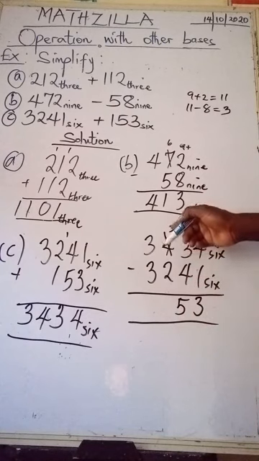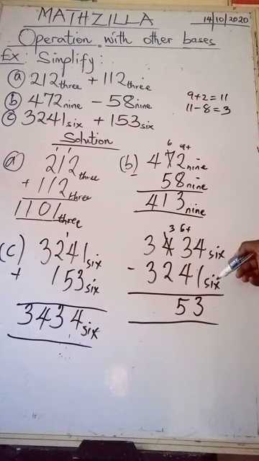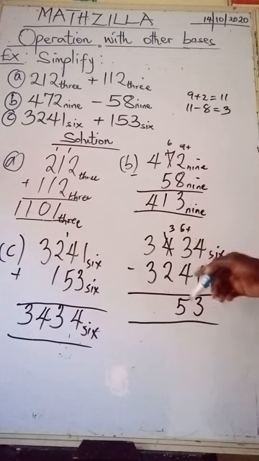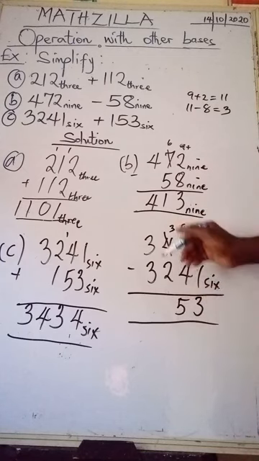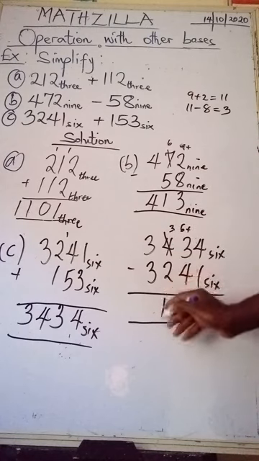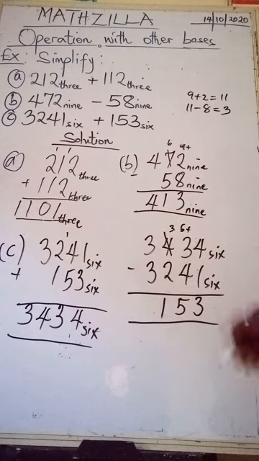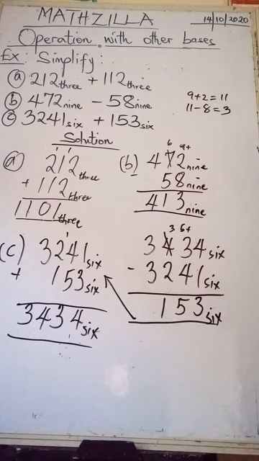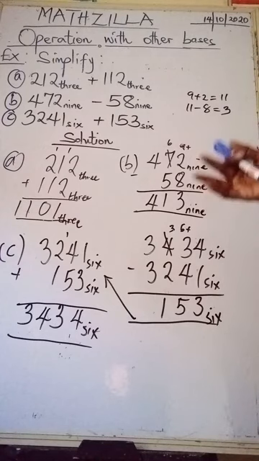Borrow 1 from here, remaining 3. That 1 you borrow, because it's in base 6, is actually 6. 6 plus this 3 here is 9. 9 minus 4 is 5. Now 3 minus 2 is 1. And 3 minus 3 is 0. So you can see that we've gotten 153, which is the same thing as what we have here. So this is how we simplify other bases.